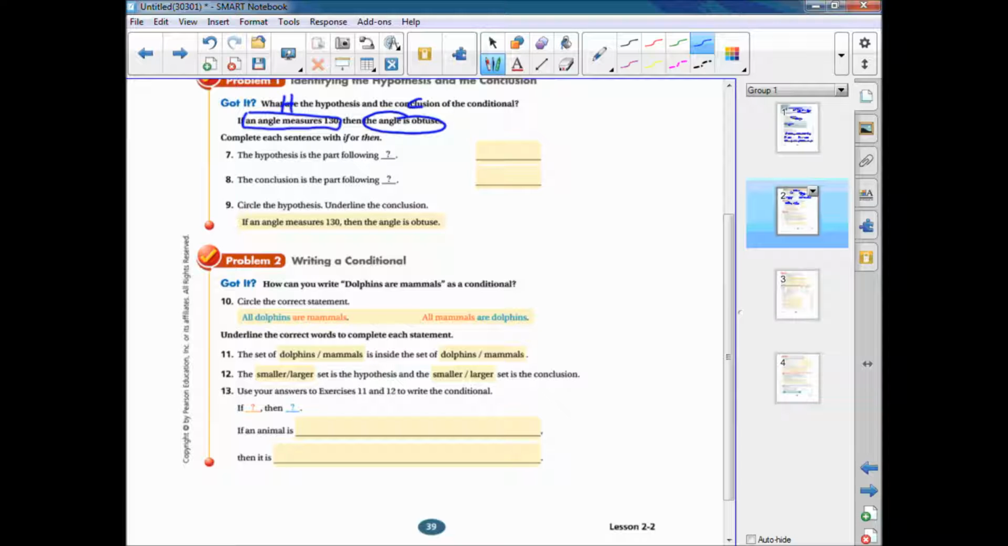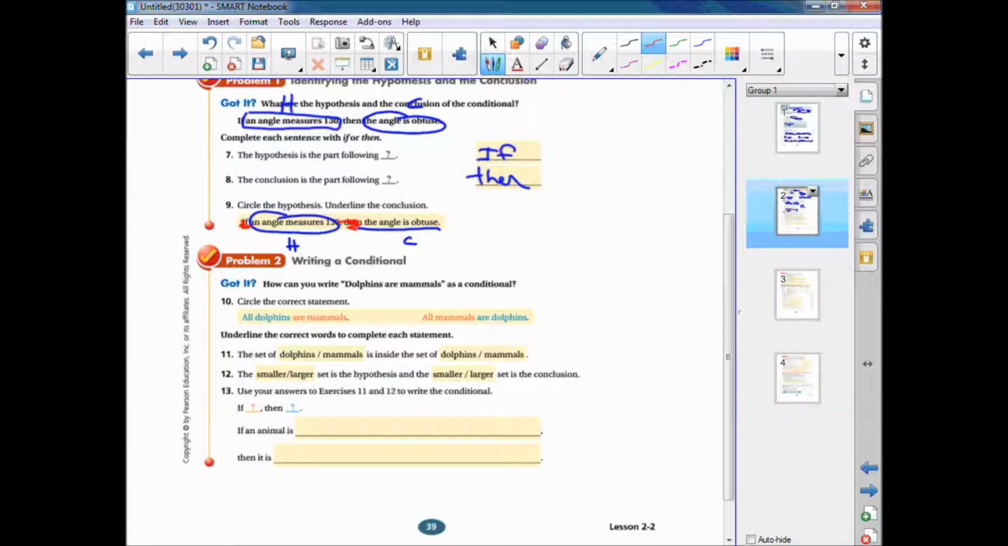The hypothesis is the part following the if. The conclusion is the part following the then. Circle the hypothesis, underline the conclusion. So this is my hypothesis, and this is my conclusion. Notice the conclusion and the hypothesis do not include the if and the then words. Okay? They're the things that come after those.